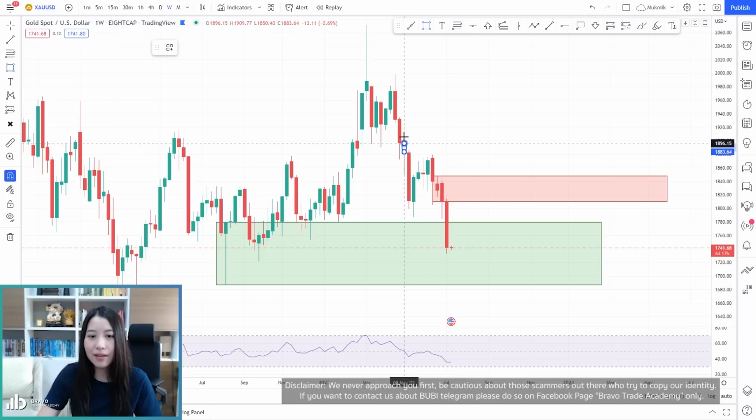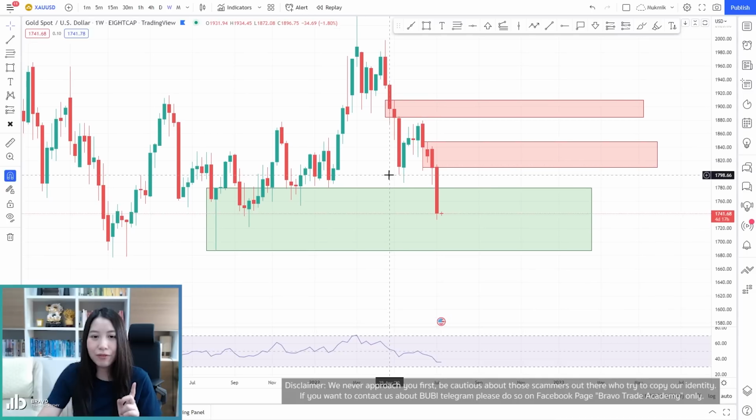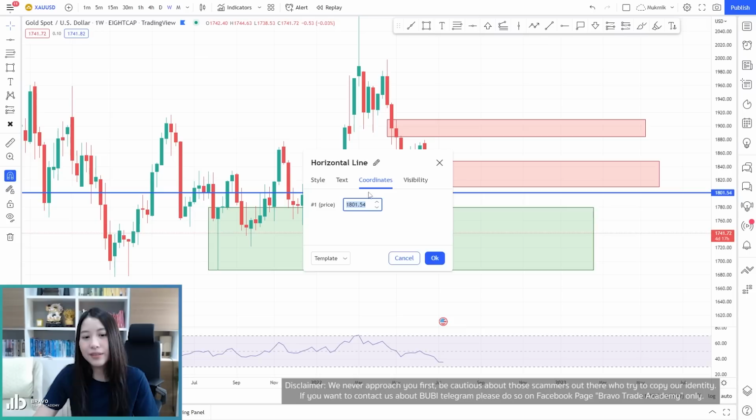And another one, if you remember, we are quite familiar with this one. That's the weekly time frame. The trend is a downtrend. We've got the demand zone and two supply zones here. And another thing that we have is this resistance at 1790.